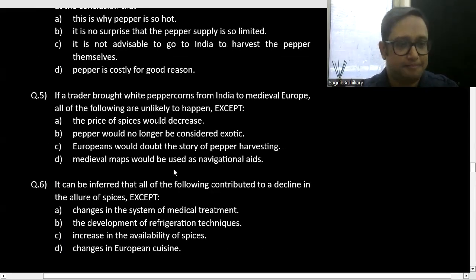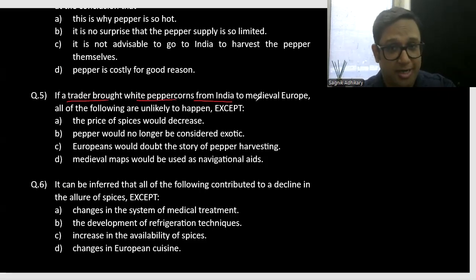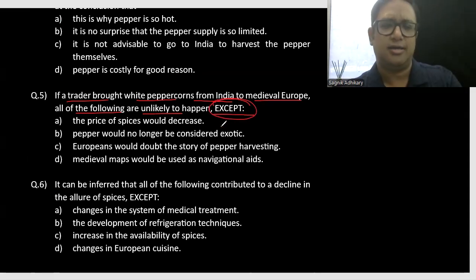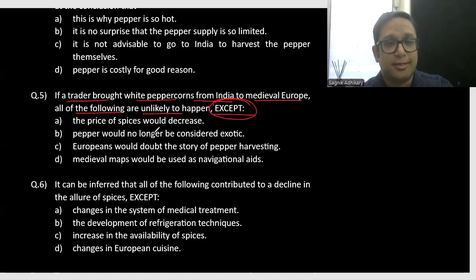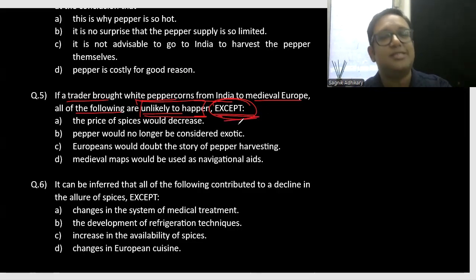Question 5 says, if a trader brought white peppercorn from India to medieval Europe, all of the following are unlikely to happen except. Yet again, we're looking at an except type question. So which of the following is unlikely to happen? That is the subject of the question, but we have the except, which means we're looking for something that is likely to happen. This is when a trader would bring white peppercorn from India to medieval Europe.